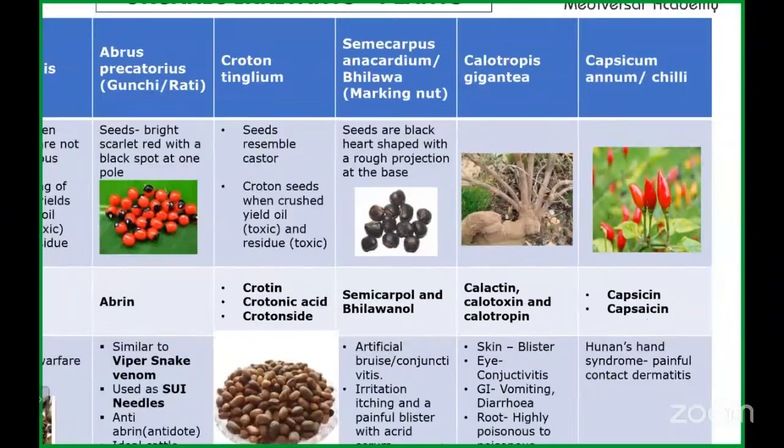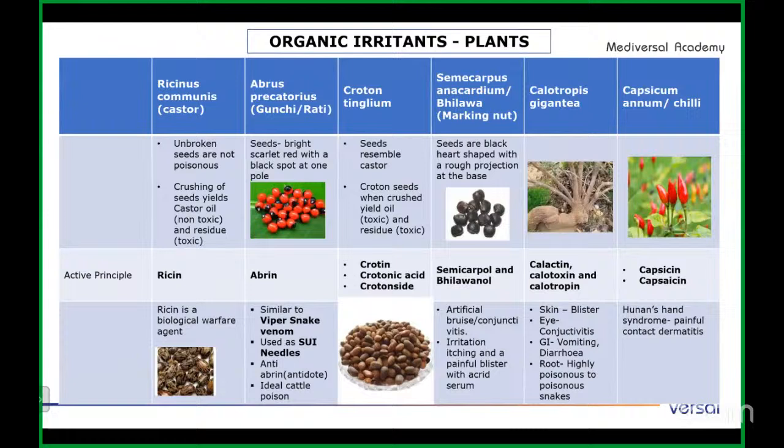Coming to calotropis, the roots are extremely toxic. The active principle is calactin, calotropin, or calotoxin. In the skin, they can produce blisters. In the eye, again, conjunctivitis, very much like semicarpus. The root, as I said, is poisonous, but please remember it's not just poisonous to humans. If you're asked which is one organic toxin which is also poisonous to poisonous snakes, the answer is calotropis. This root is not just poisonous to humans, it's also poisonous to all the venomous snakes.